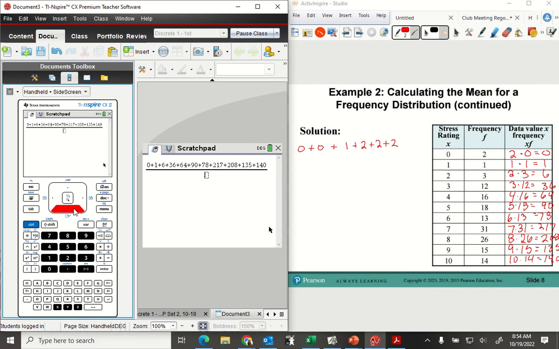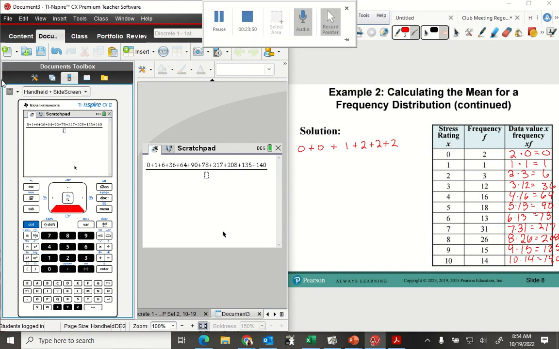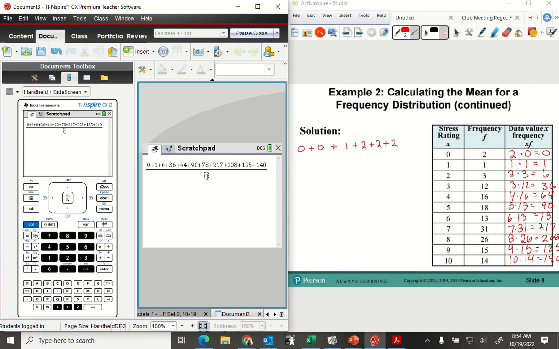So on the bottom of my fraction, I would add together my frequencies, which starts off here on the bottom. 2 plus 1 plus 3 plus 12 plus 16 plus 18 plus 13 plus 31 plus 26 plus 15 and 14.